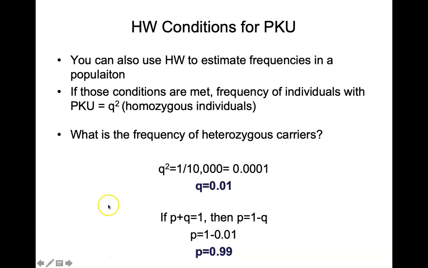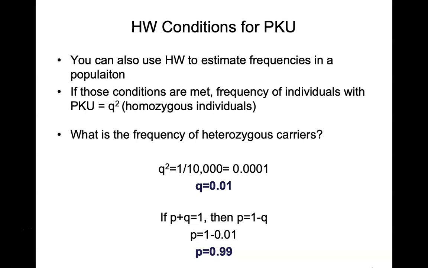So if we do this math, q squared is equal to 0.0001. Take the square root. q is equal to 0.01. So this is your frequency of the recessive allele in the population.